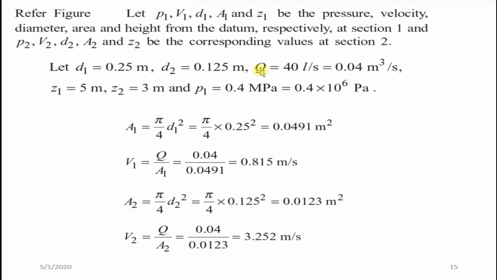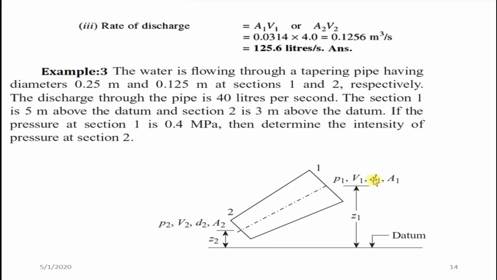Then discharge, please observe here SI unit is given in terms of liters per second. You should convert into meter cube per second by dividing by 1000, so 0.04 meter cube per second. Z1 is given elevation, Z1 equal to 5 meter, Z2 is 3 meter. Elevation at section 1 and 2 is given; Z1, they have considered this side, that is 5 meter height from the datum, and Z2 is 3 meter. You can draw in a reverse manner also. If section 1 is here, section 2 will be here.